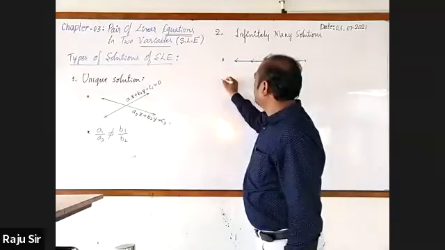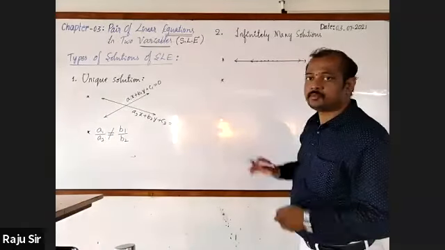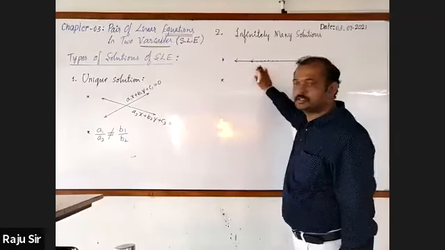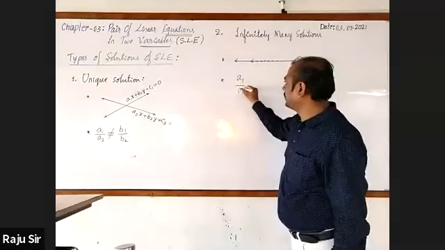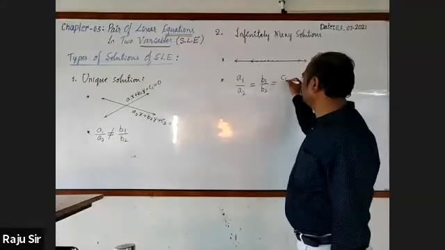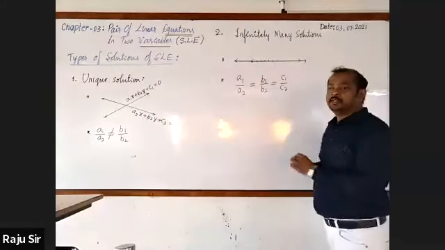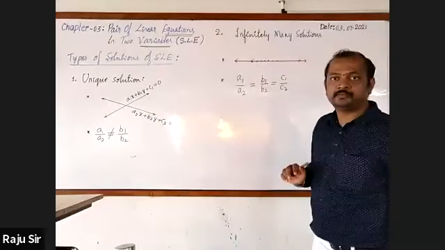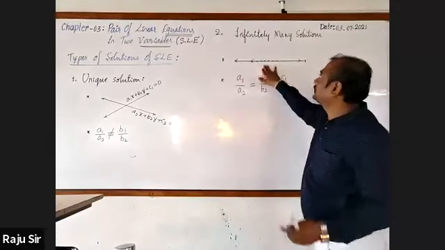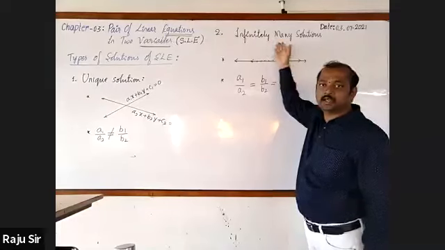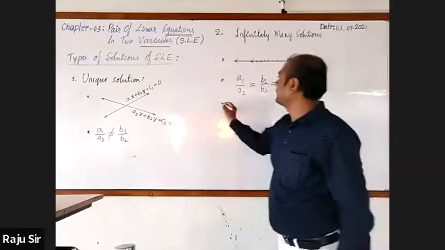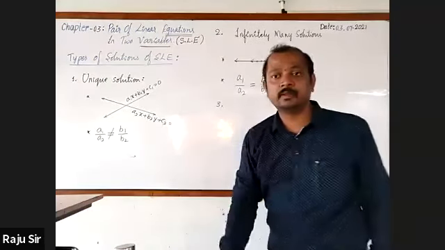And the equations will satisfy a particular condition for this. When a1 by a2 is equal to b1 by b2 is equal to c1 by c2. If all the three ratios are equal, then you can say that lines will coincide with each other, or you can also say that the given equations have infinitely many solutions.